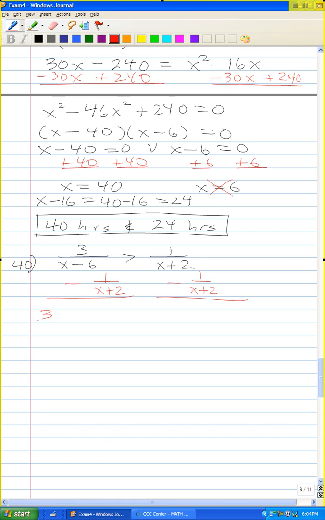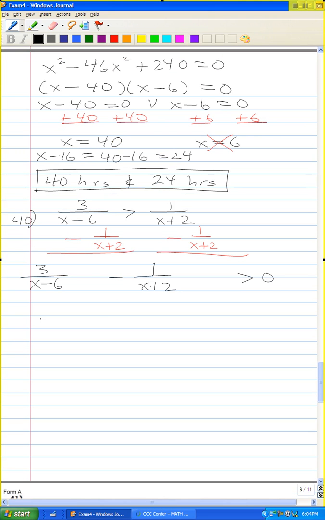And so I have 3 over x minus 6 minus 1 over x plus 2 is greater than 0. And so let me get a common denominator. The common denominator is just x minus 6 times x plus 2. So let me multiply and divide by x plus 2, and by x minus 6.